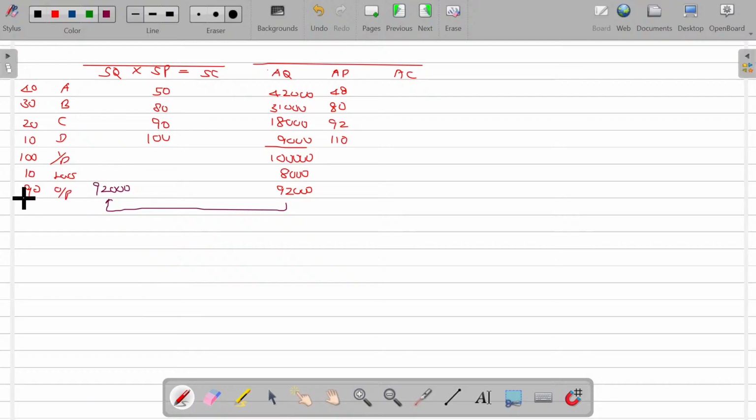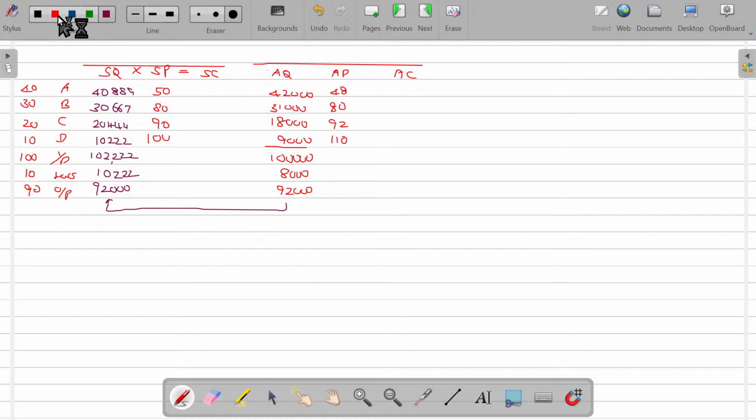92,000 into 10 by 90, this will be 1 lakh, 11,111 and so on. 40% of this being 40,000, 889; 30% being 30,000, 667; 20% being 20,000, 444; and 10% being 10,000, 222.